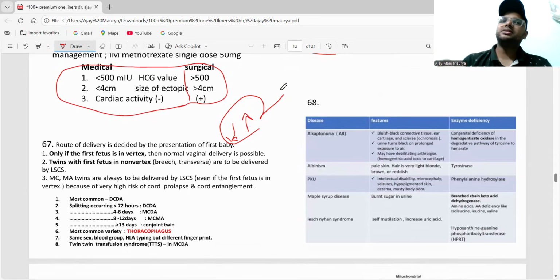If the first baby is not in vertex position, the baby is in breech, and the other baby is vertex, then what happens? You are not allowed to do the NVD. You have to go for the CS. First of all, it depends on the first baby. The first baby must be in the vertex position.